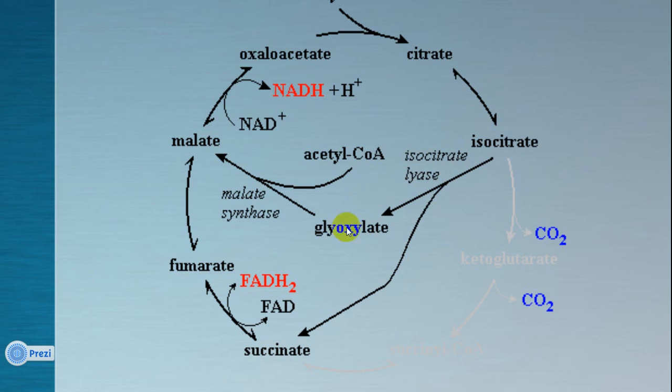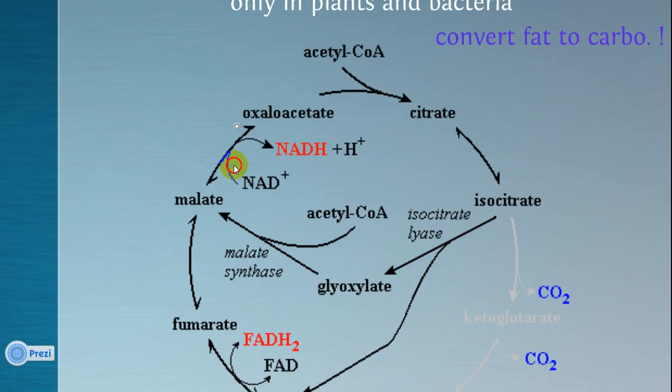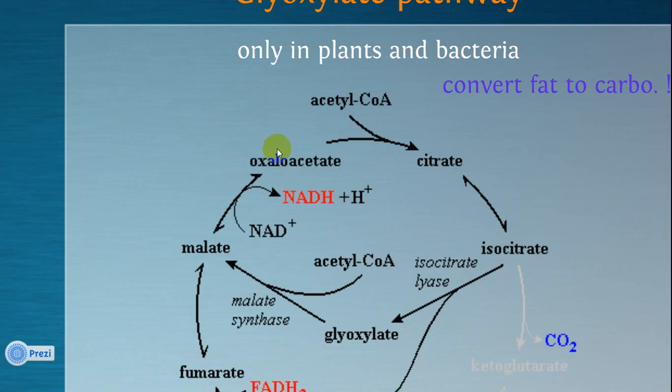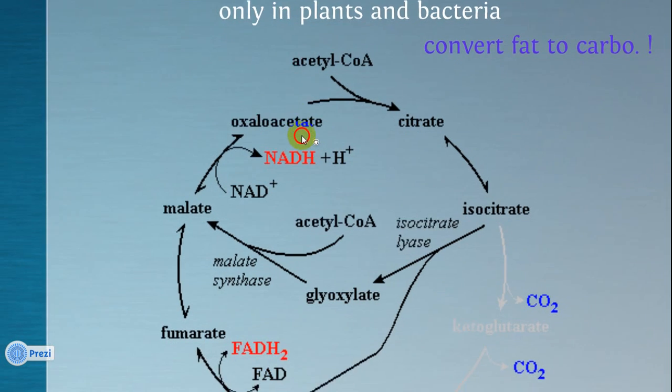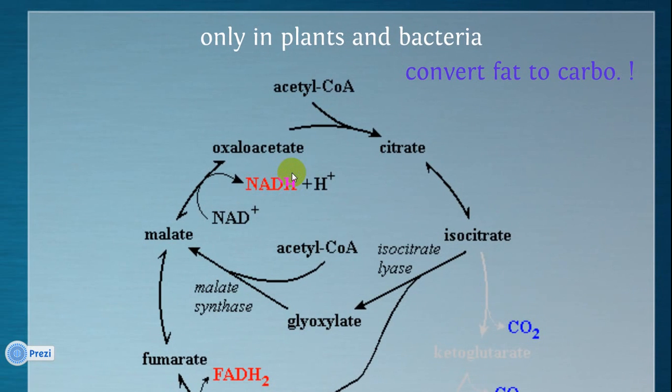The important compound is the glyoxylate. The glyoxylate will be changed into malate by an enzyme called malate synthase. Okay, and the malate will continue the cycle. It will form oxaloacetate. The oxaloacetate here can go into another pathway to form glucose. So here the idea of the glyoxylate pathway is to convert the acetyl-CoA into oxaloacetate, which can go in another pathway to form the glucose.